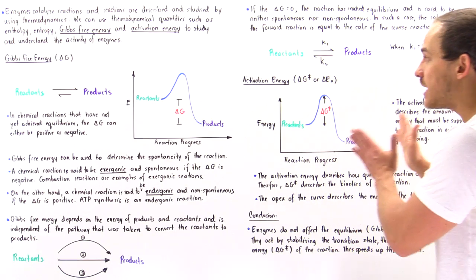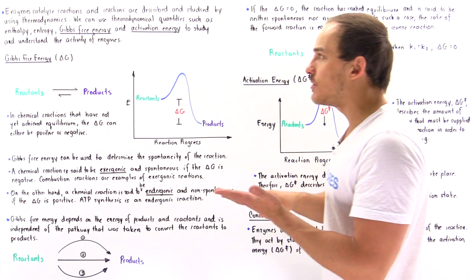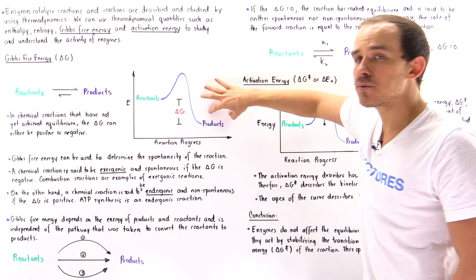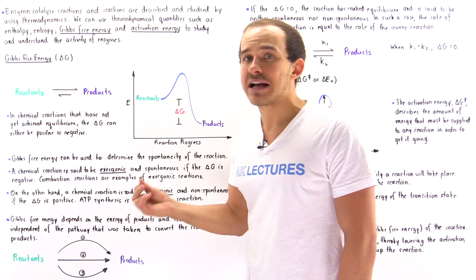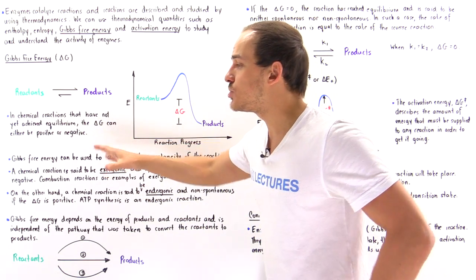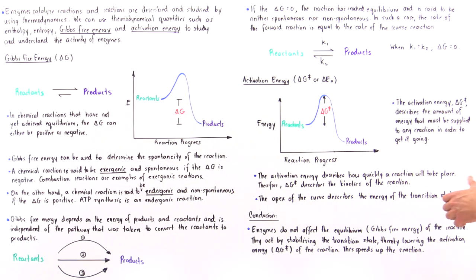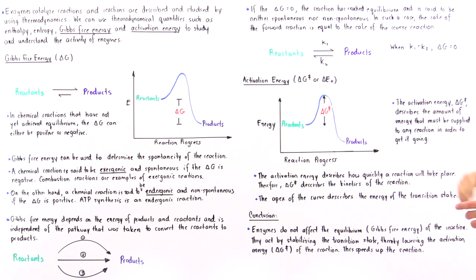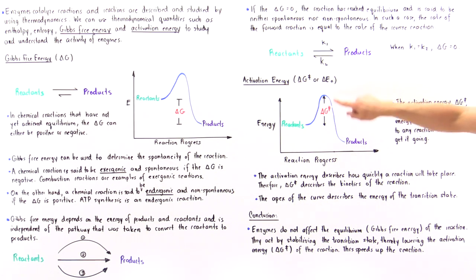So activation energy is not the same thing as Gibbs free energy. Gibbs free energy basically describes the difference between the energy of the reactants and the products. But activation energy describes how quickly a reaction actually takes place. So Gibbs free energy talks about where that equilibrium will be achieved, while activation energy talks about how quickly that equilibrium will actually be achieved. And so once again, as we'll see in more detail in a future lecture, the apex of this curve describes the energy of the transition state.